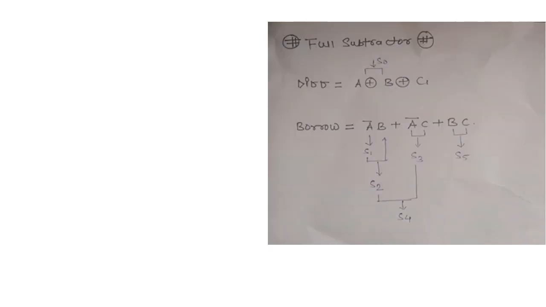As you know, a full subtractor is a combinational circuit which accepts three inputs and produces two outputs, namely difference and borrow. The three inputs are A, B, C, and the two outputs are difference and borrow. This is the equation for difference and this is for borrow. Now based on the given terminologies, we'll check how we can write a VHDL code.